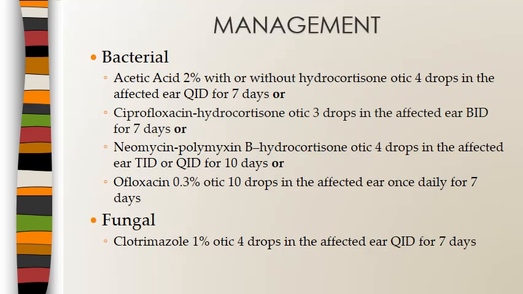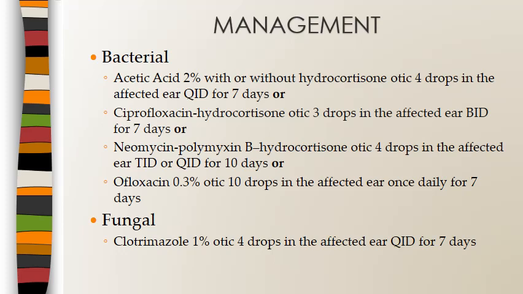So management depends upon the etiology. If it is a bacterial infection, then we're going to administer ear drops, which can be 2% acetic acid with or without hydrocortisone. The child will get 4 drops in the affected ear 4 times a day for 7 days, or ciprofloxacin and hydrocortisone, 3 drops in the affected ear twice a day for 7 days, or neomycin polymyxin B with hydrocortisone, 4 drops in the ear 3 times a day or 4 times a day for 10 days, and so on.